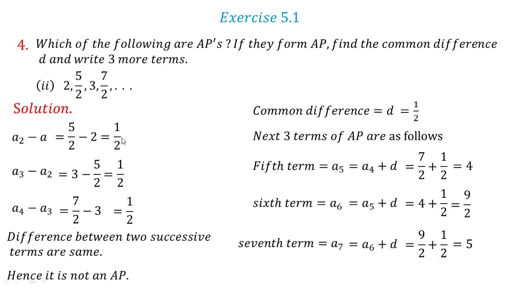Now here we find that the difference between consecutive terms, like A2 minus A1, A3 minus A2, and A4 minus A3, we are getting the result as 1 by 2, 1 by 2, 1 by 2. So as the difference between 2 successive terms is the same, we will say that this is an AP. Common difference is 1 by 2, and now once I have the common difference, I can find the next terms. A4 is given. So for A5, the fifth term, I will add D to the fourth term. To get the sixth term, I will add D to the fifth term, and so on. So the next 3 terms are 4, 9 by 2, and 5.